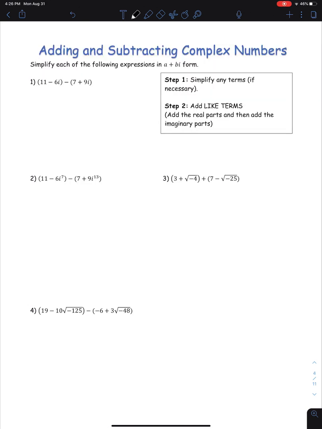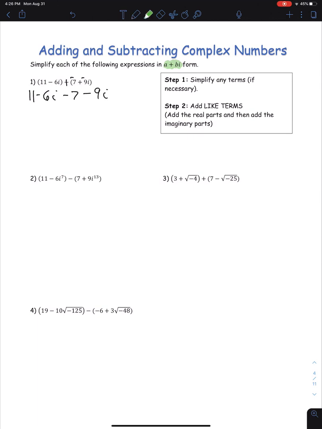So for adding and subtracting complex numbers, make sure we write it in a plus bi form, because every question is going to say that you always want to write your answer as a simplified complex number. So when I look at number 1, we are subtracting complex numbers. I'm going to distribute that negative on the inside and change all the signs of that second parenthesis. So that would be 11 minus 6i minus 7 minus 9i.